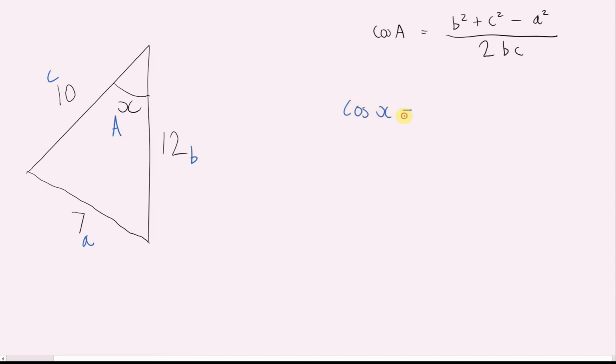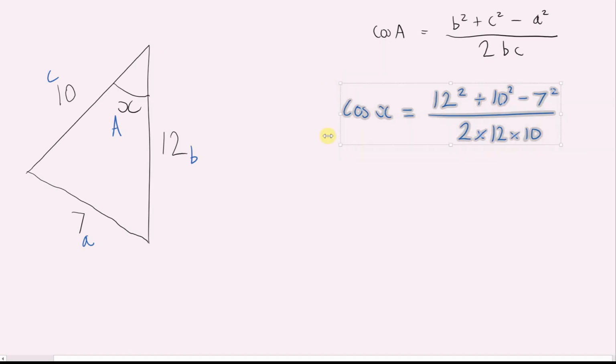So cos of x will equal b squared plus c squared, which is 12 squared plus 10 squared, take away 7 squared, because that's a squared, all over 2bc, which is 2 times b times c. If I type that into my calculator, that will give me cos of the angle. However, I don't really want cos of the angle. What I want is the angle itself.